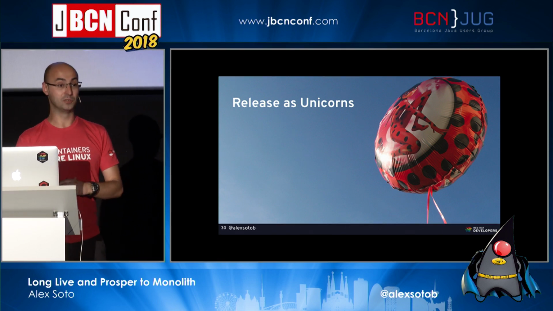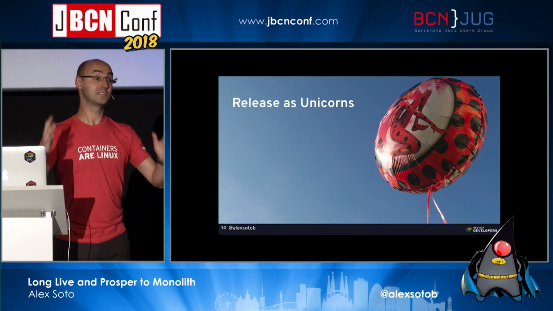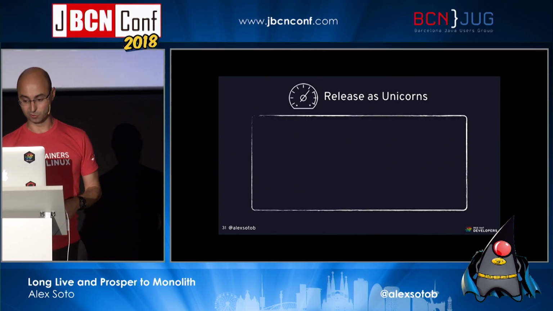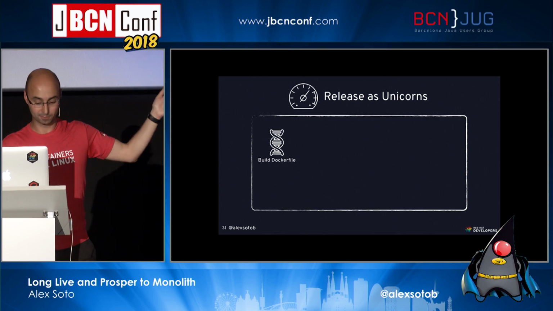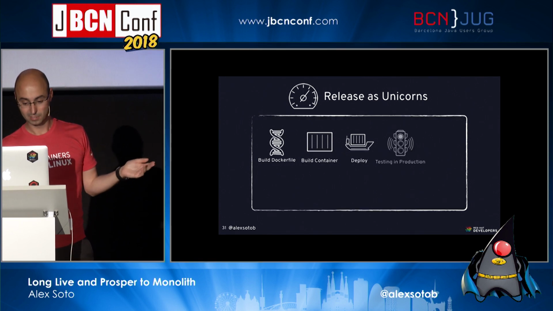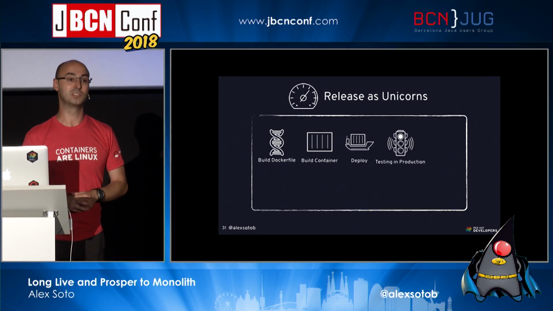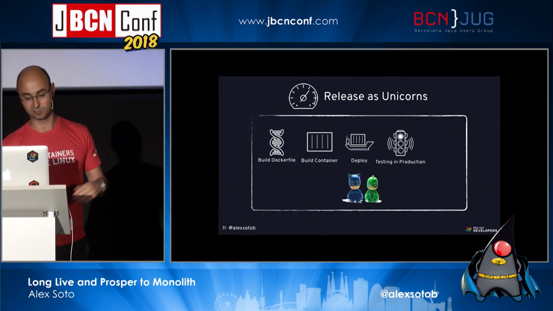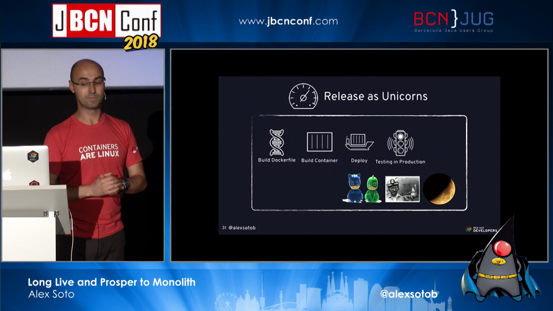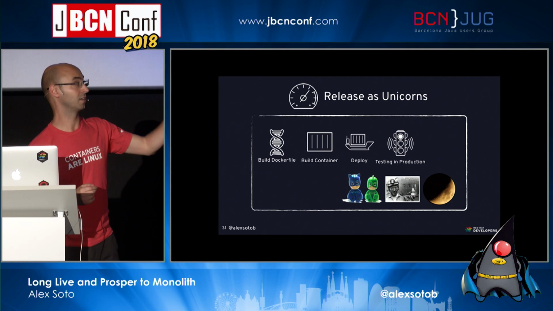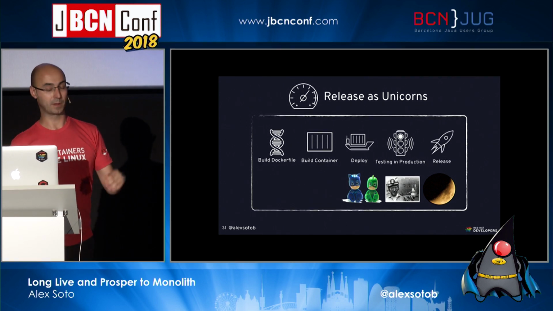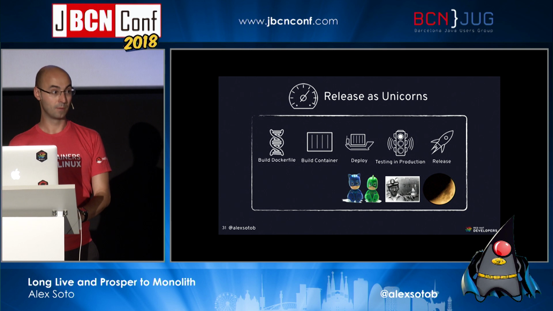You can even release like unicorns, right? You can release several times per day. And to release like unicorns, you just need to create your Dockerfile, build a container, and deploy this container to your cluster, then test in production, which means that you need to test that everything works as expected. There are several strategies, for example, blue-green deployments, canary deployments, or dark launches. In my experience, the best one is dark launches and then canary releases. And then finally, when everything works as expected, you can release your new monolith.